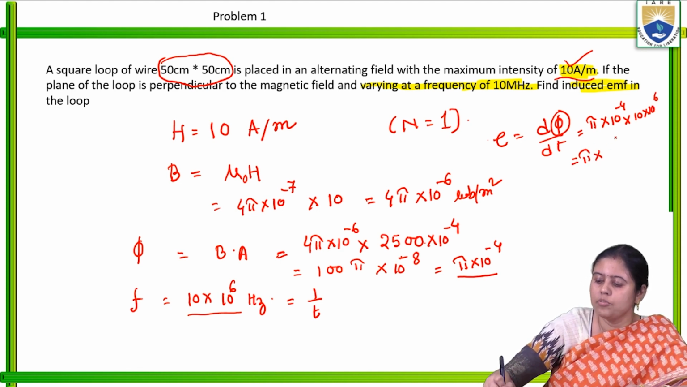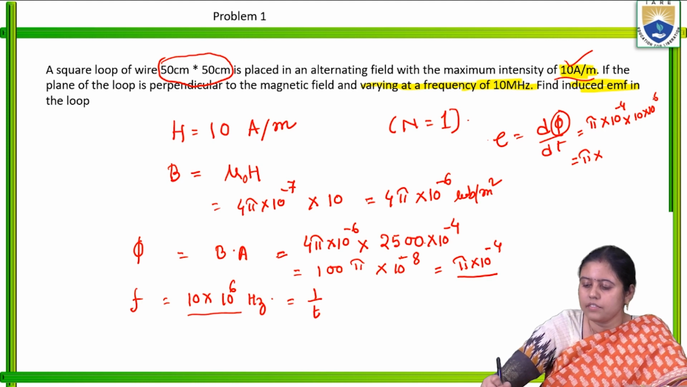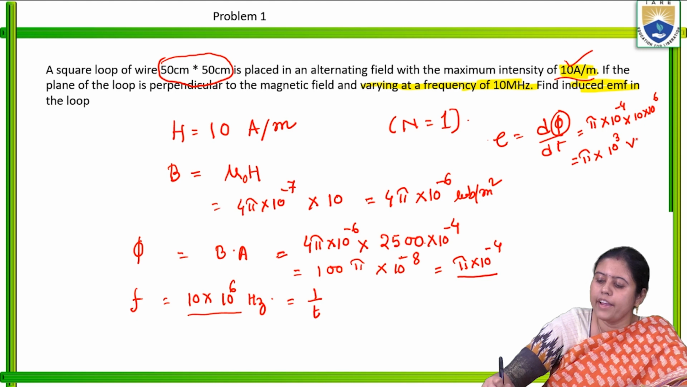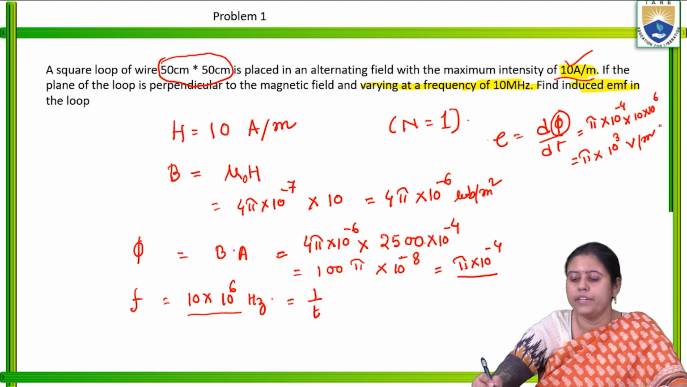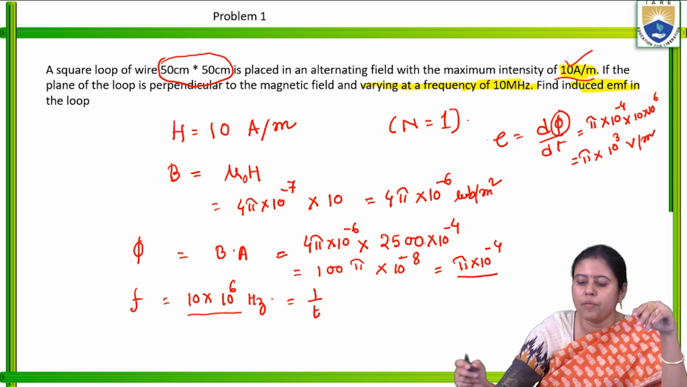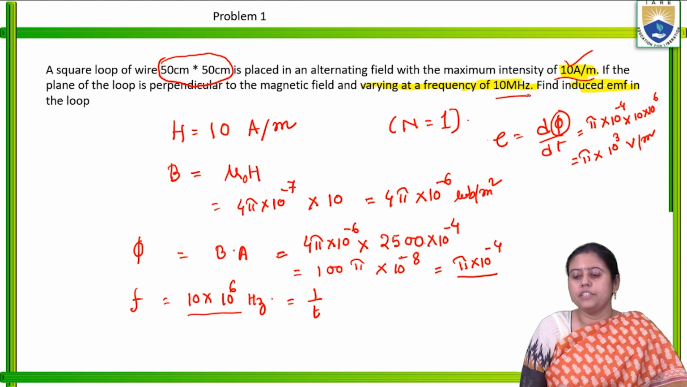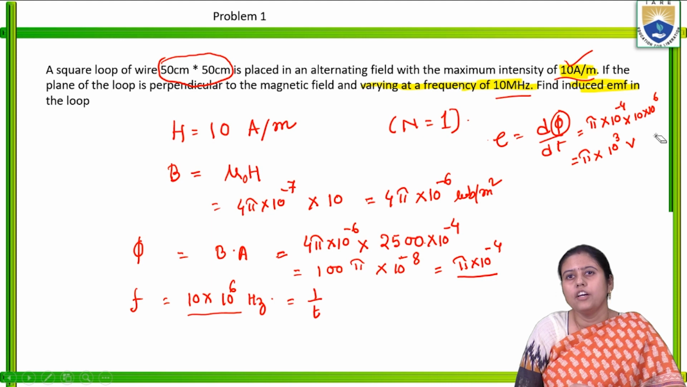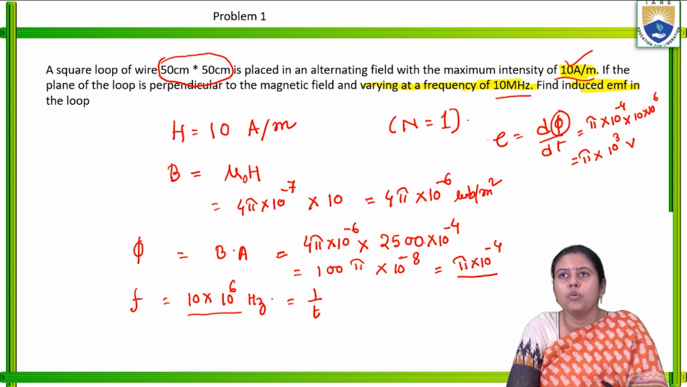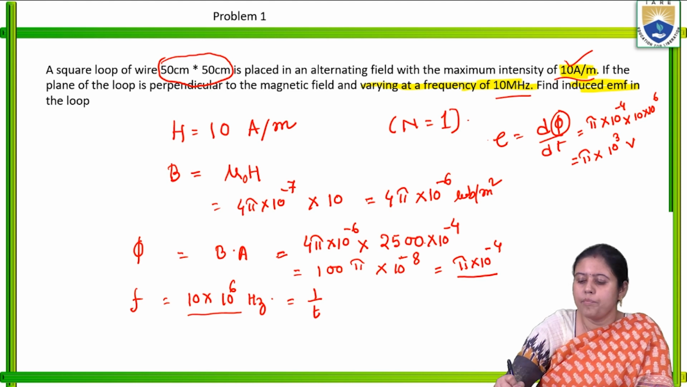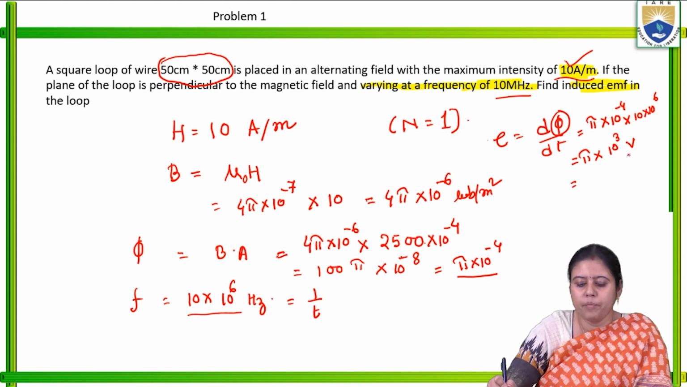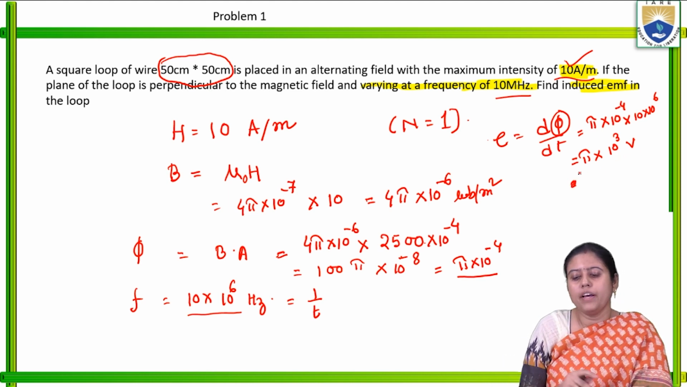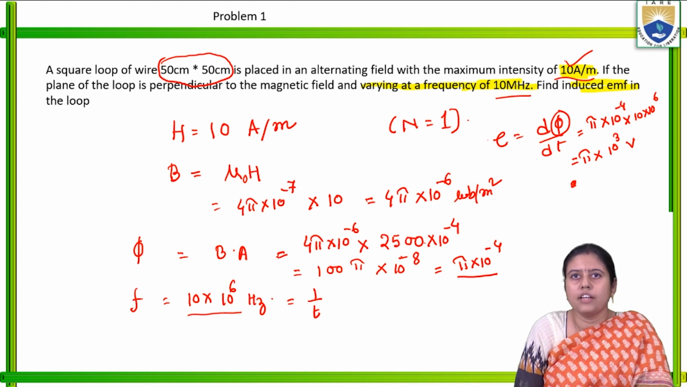Pi into 10 cube. So if we solve it, we will get the value. This is the value of the time varying field. This is the induced EMF. The unit of the EMF is volt. So it is 3.14, and if we solve it, we can get the value of the EMF. So this is the question number 1.